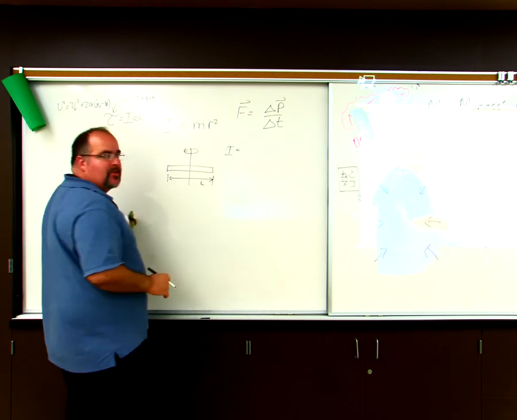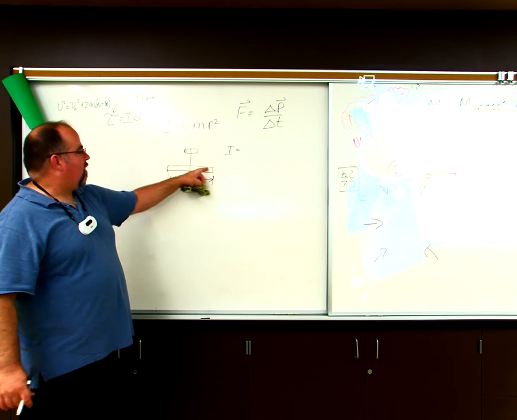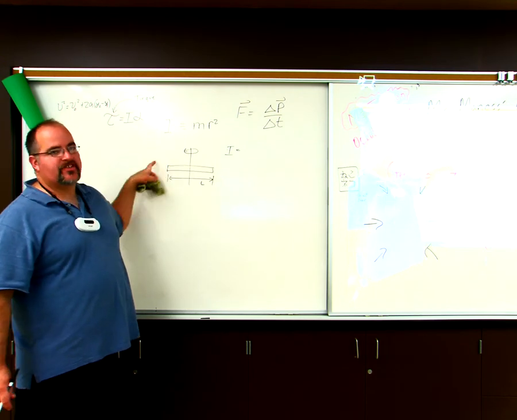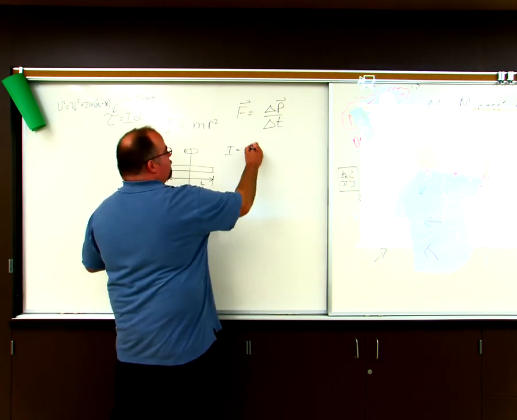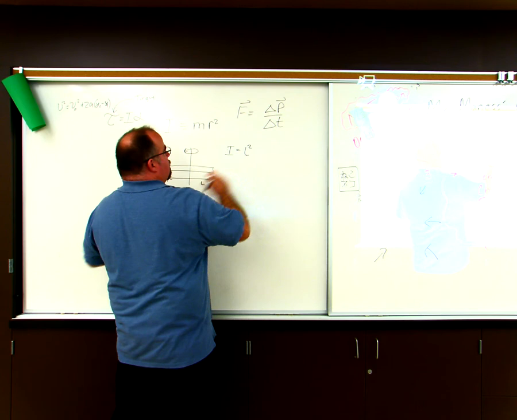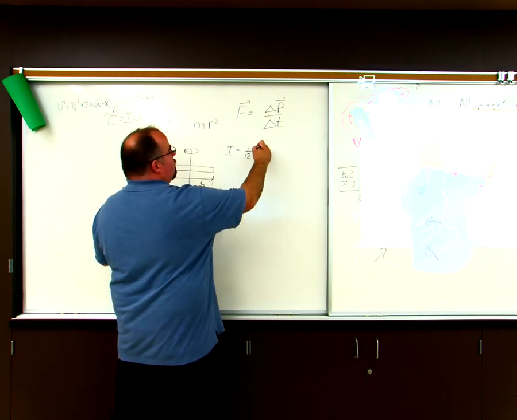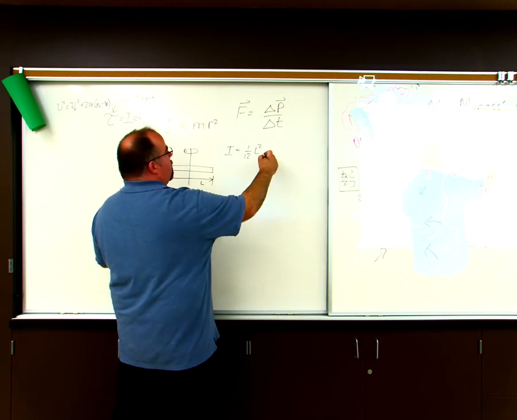Do you guys know what I mean by uniform mass? Yeah, this is uniform mass across here. That means it's not heavier here than it is in the middle. The density is constant through the whole rod. Okay, the I equals 1/12 times the mass times L squared.